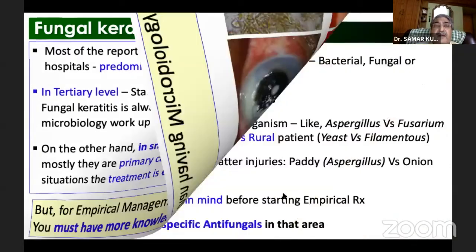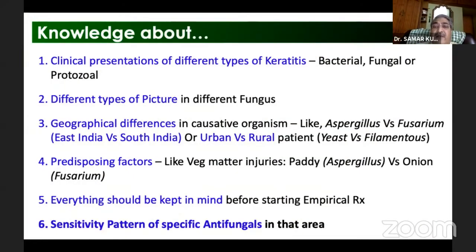So knowledge about the geographical location matters. Like I always said, Aspergillus is more common in Eastern India and Fusarium in South India. Similarly, there are urban and rural patient variations. Also the vegetable matter injury, like paddy versus onion. Onion is more of Fusarium, while paddy is more of Aspergillus. So you need to know the sensitivity pattern of that particular region.